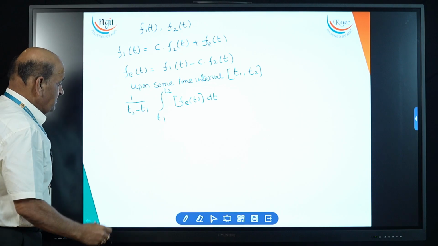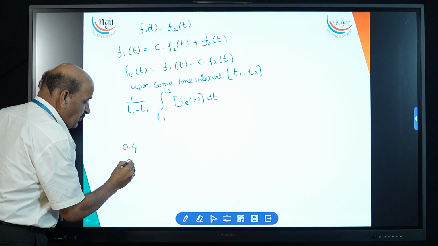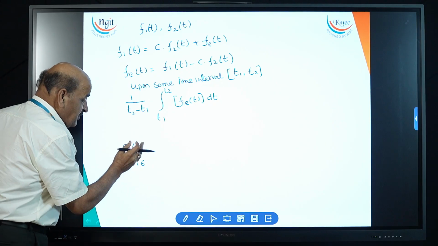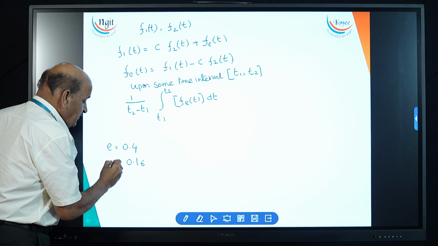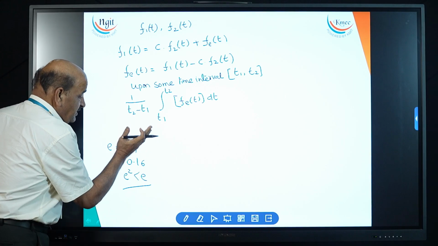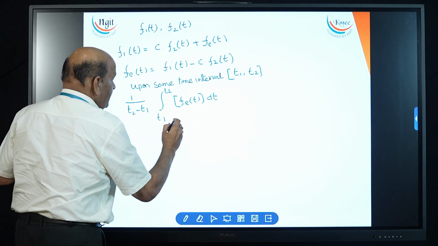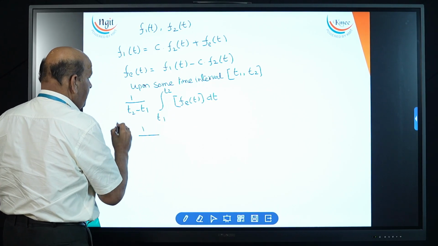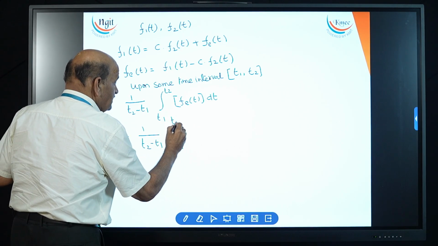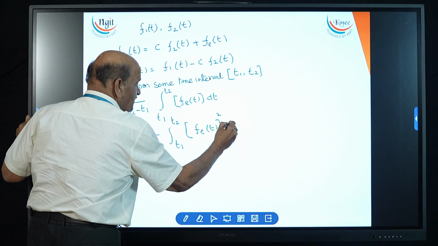For example, just look at, 0.4 is the error. If you square it, 0.16. That means value is less than, or not? Less than. That means if any error is there, if you get e square, definitely e square is less than e. So taking the same concept into consideration, now here we are getting this value as 1 by t2 minus t1 into integral t1 to t2 of f e of t whole square, to minimize this one.